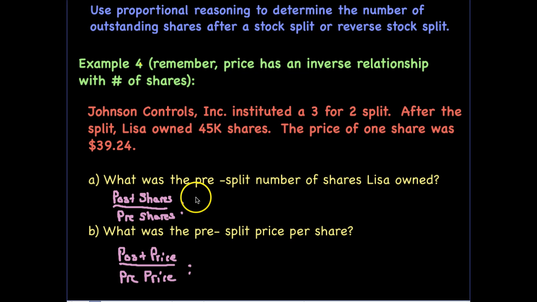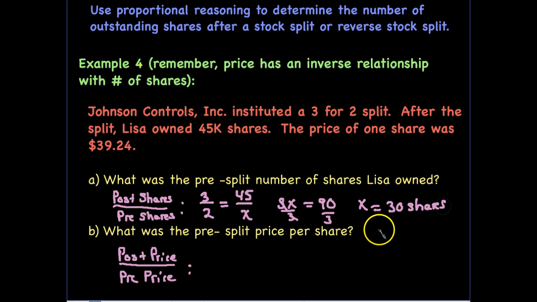Okay, our post shares, let's see, we're going to have 3 compared to our pre, which is 2. If we set this up, our post shares in this case are given. After the split, she had 45,000 shares, and we want to know what she had to start. Cross multiply, and we get 3x equals 90. Divide both sides by 3, and we find that x is equal to 30 shares. That's what she had to start. When she finished, she had 1.5 times as much, 45,000.